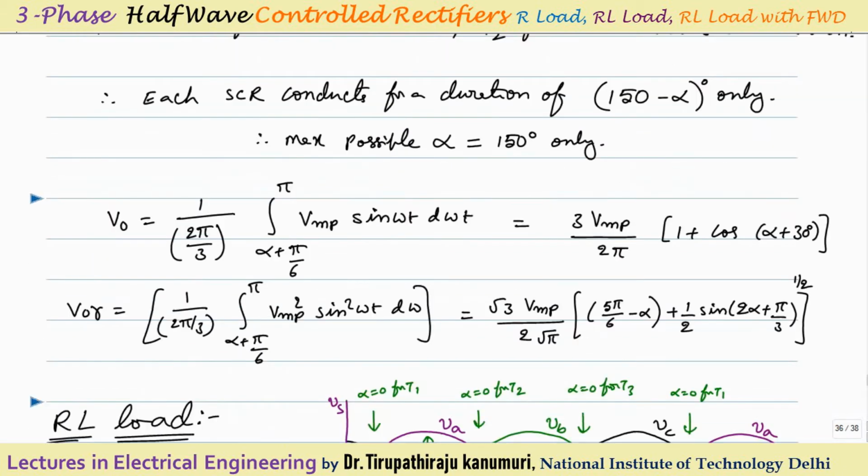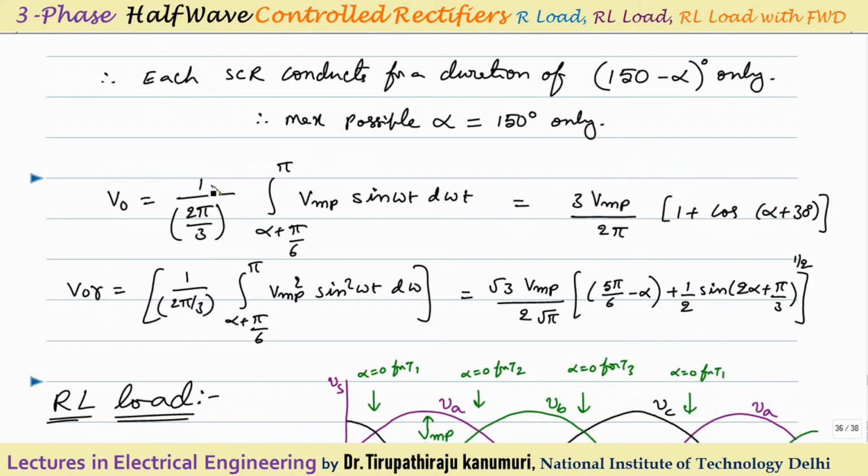So now coming to the value of V0. Out of 120 degrees, it is only conducting from alpha plus pi by 6 to only pi, up to 180 only it is conducting. So I have substituted, and you will get your answer as 3 VMP divided by 2 pi into (1 plus cos of alpha plus 30 degrees). Similarly, the RMS value also I can calculate. So this will be the RMS value.